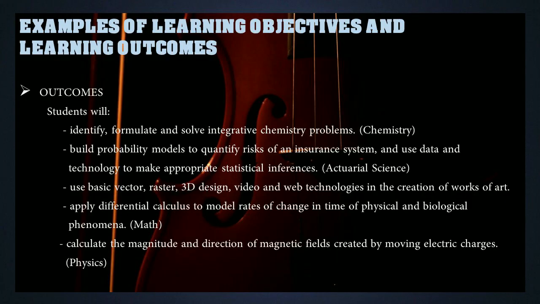Then, calculate the magnitude and direction of magnetic fields created by moving electric charges. Outcomes for physics. If you are going to compare between objectives and outcomes, the terms mostly used in objectives are broad. Okay, sometimes it is not measurable. While in the outcomes, the terms used are very specific that you can see or you can really measure and you can observe while you are having your class.